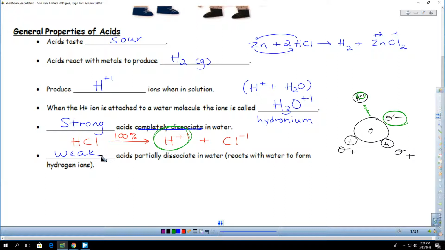And maybe one of the best examples that we'll use in the lab is acetic acid. Its formula is CH3COOH. Acetic acid. It sure doesn't look like an acid. I mean, you think acids have all this hydrogen, and there is hydrogen. But you put this thing in water, and here's what happens.